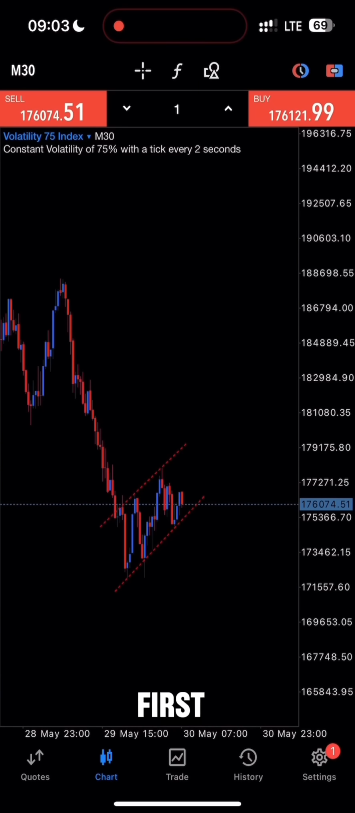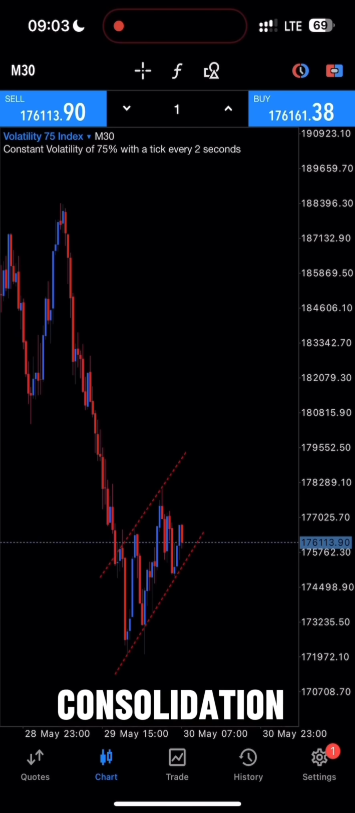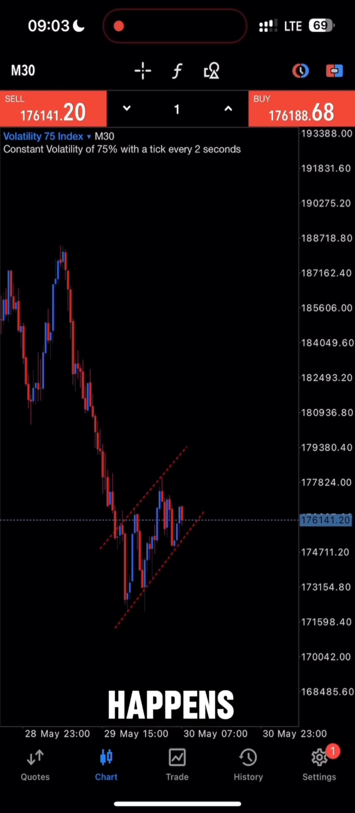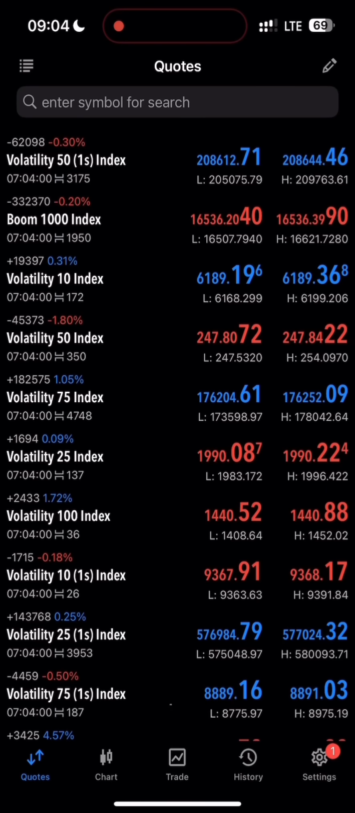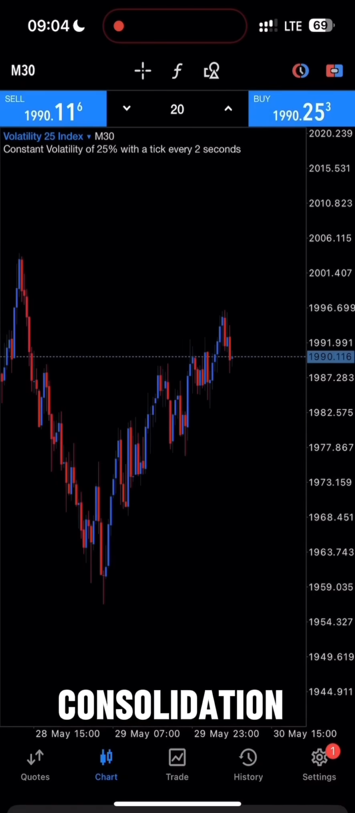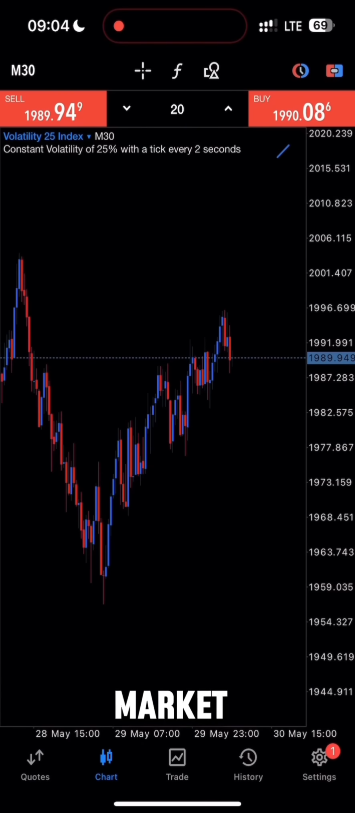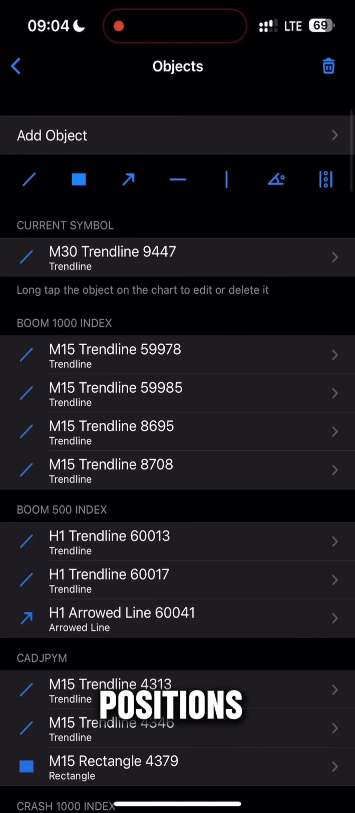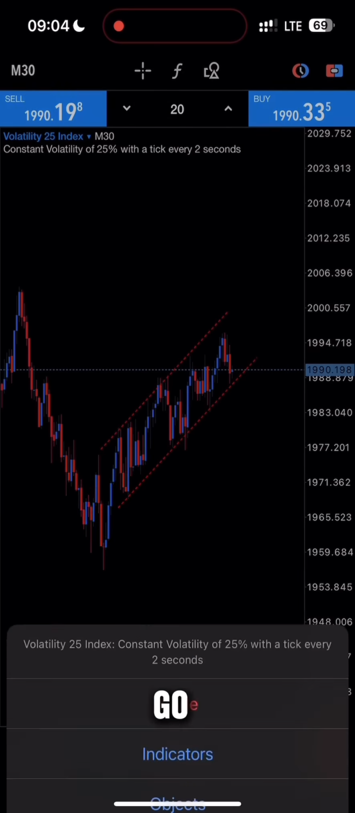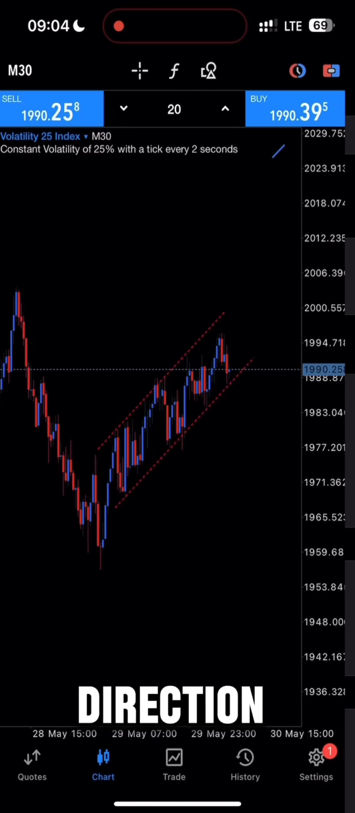You just identify the first leg and then a certain consolidation area. Like I mentioned in the last video, consolidation happens because some sellers and some buyers are both competing, buying and selling. So consolidation begins to happen in the market, and then when everyone is all settled down in their positions, they are finished with their setups in the wait for profit, then the market will go in its intended direction.